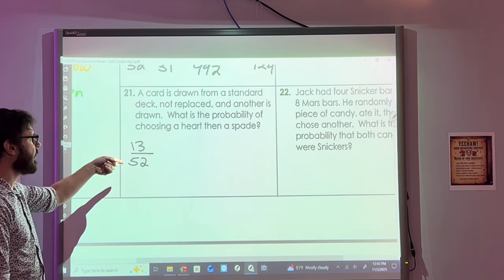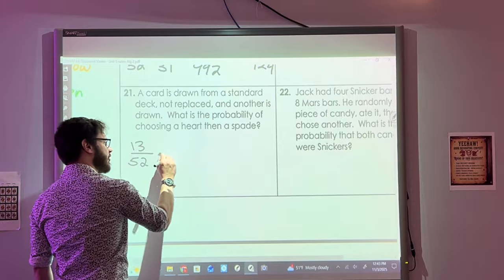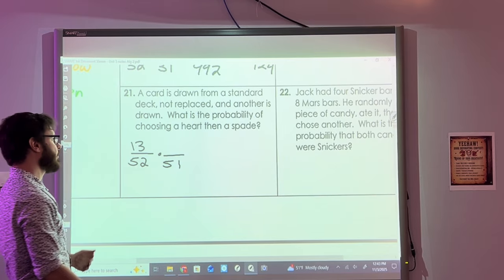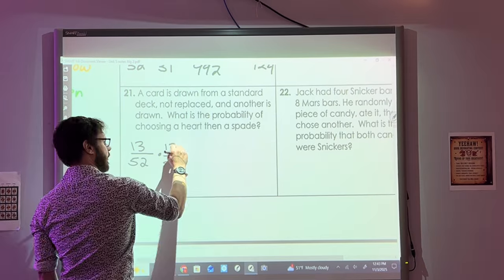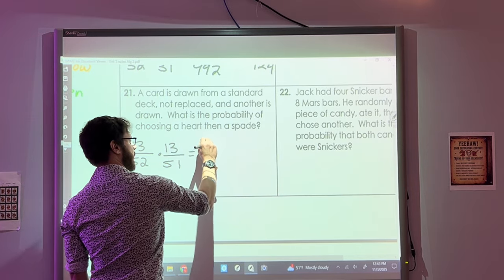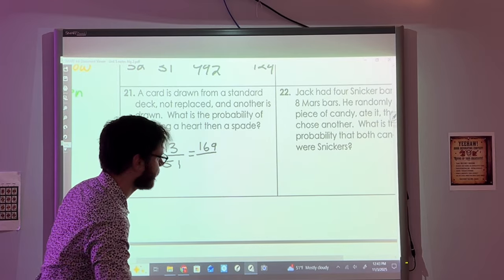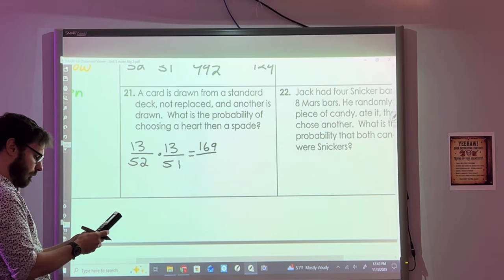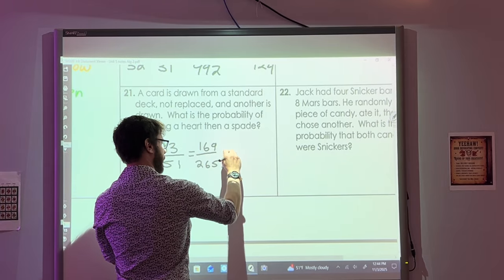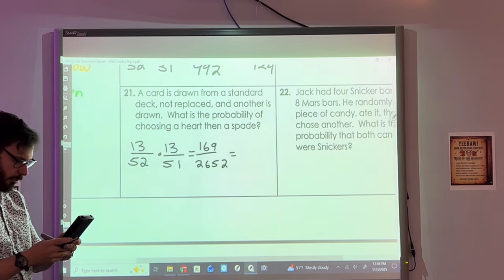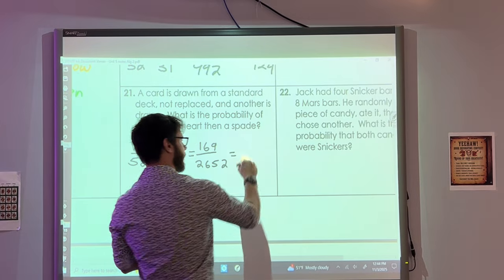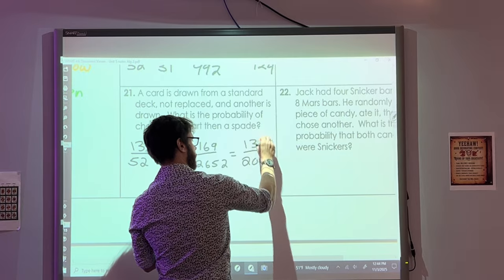All right, 13 out of 52 hearts. Now, I'm pulling one and I'm assuming that I got it, and it's not replaced. So that means that the card is gone. There's 51 left in the deck. Spade. There are still 13 spades, because again, I'm assuming that I got the heart the first time. So this is going to be 169 over some large number. 2,652. Okay, reduce if we can. I'm guessing that you can, though. Okay, yeah, 13 over 204.